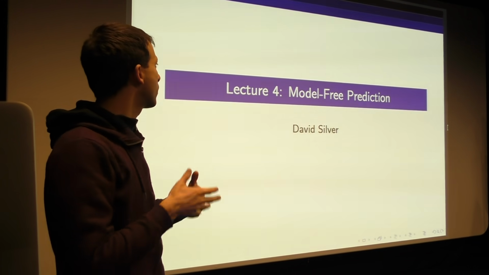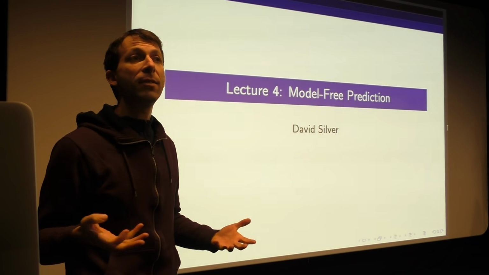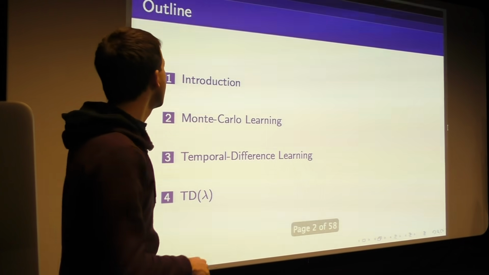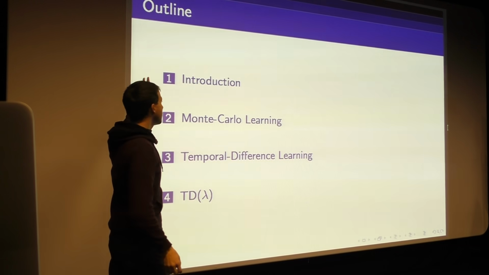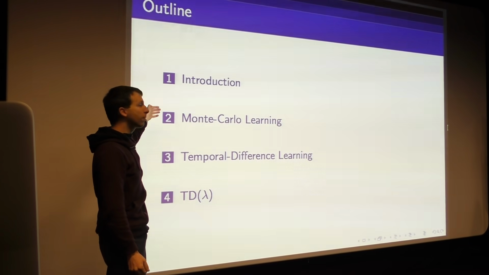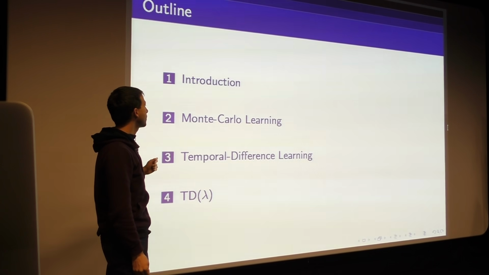So methods for which no one tells us the environment, and the agent still has to try and figure out the optimal way to behave. So we're just going to start by introducing the basic ideas. And then there are going to be two major classes of model-free prediction that we're going to talk about.